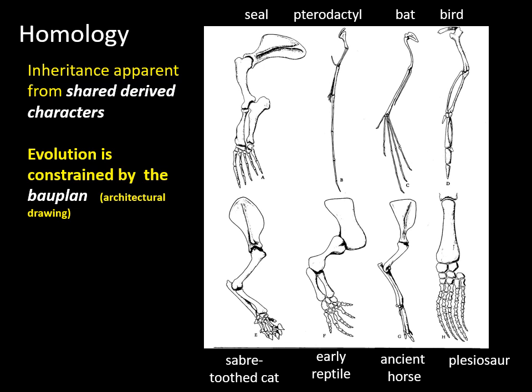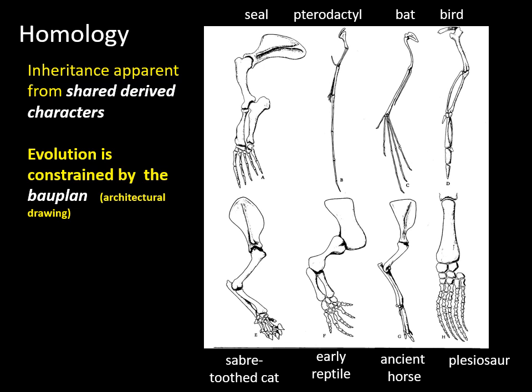So we have a number of organisms on the screen, and they're all forelimbs. These are all arms of a seal, a pterodactyl, a bat, a bird, a saber-toothed cat, an early Permian reptile, an ancient horse, and a plesiosaur, which is another type of large extinct marine reptile. Now, these all look quite different. However, they are all constrained because of how evolution works and how reproduction works with the same parts. All of these organisms have a shoulder blade. They all have a humerus, a radius, an ulna, wrist bones, and finger bones. They've all just been modified throughout small microevolutionary changes over millions of years and generations to be sculpted to better adapt for a certain type of job.